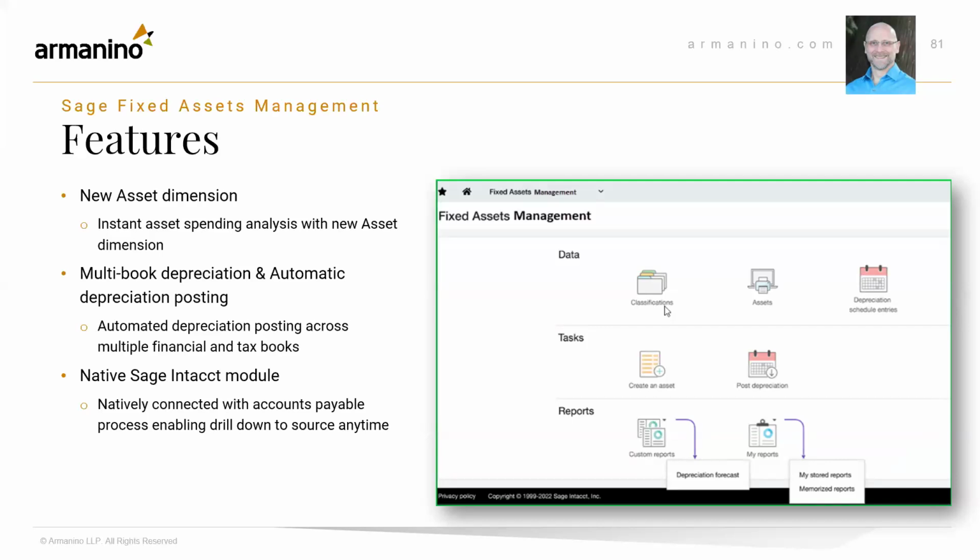And so, in my opinion, and you're just getting my opinion here, it's ready to go for some folks, and I'll talk a little bit more about this in a minute, and not for others. But the advantages here are you get an asset dimension now, and that is actually super exciting to me because I'm, again, big on reporting. It does do multi-book depreciation and automatically post depreciation. And the cool thing is it's totally native.